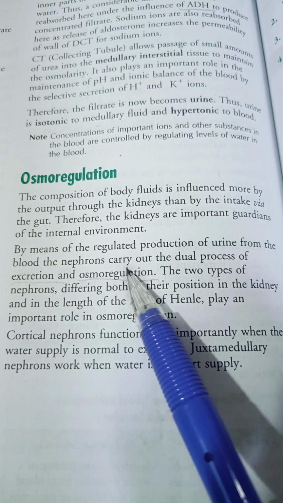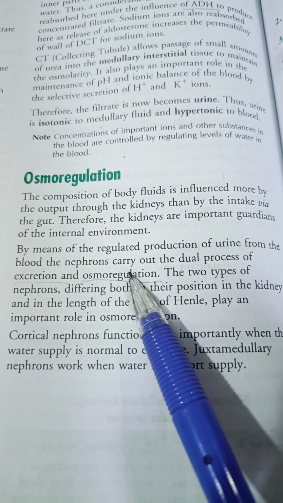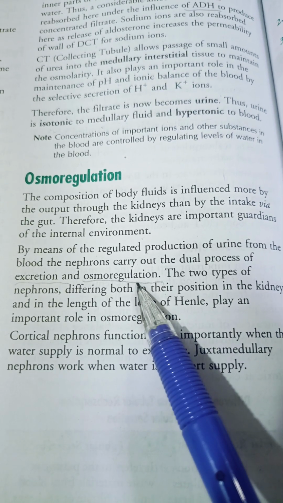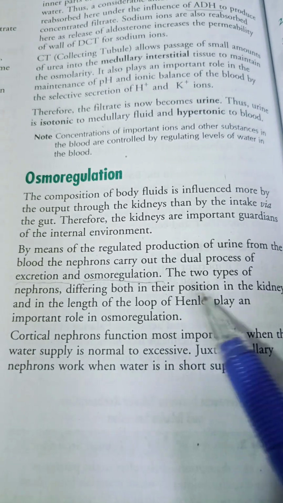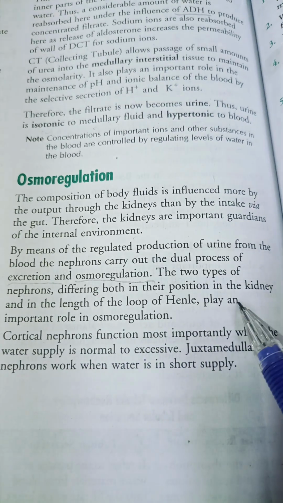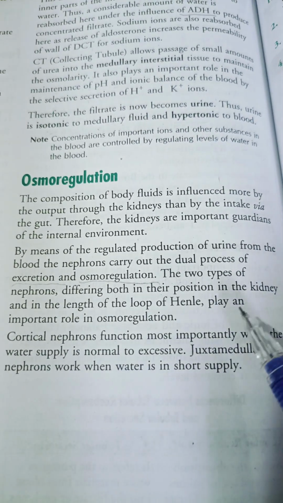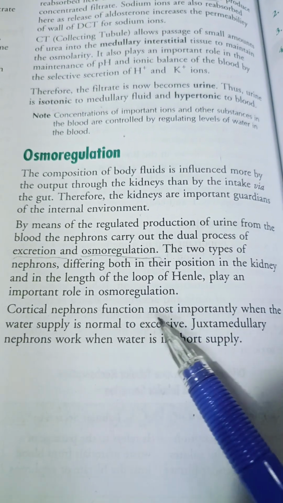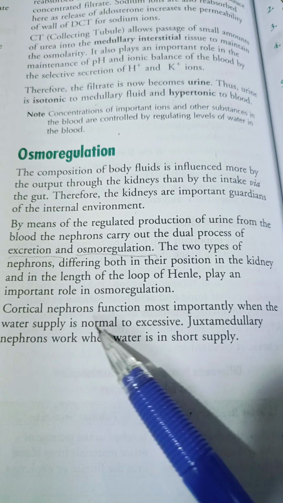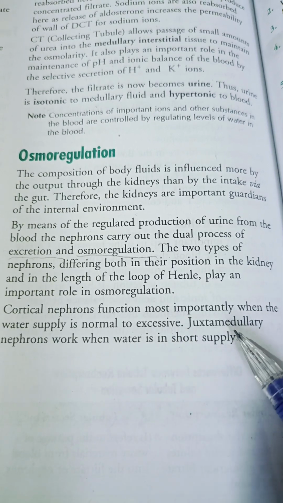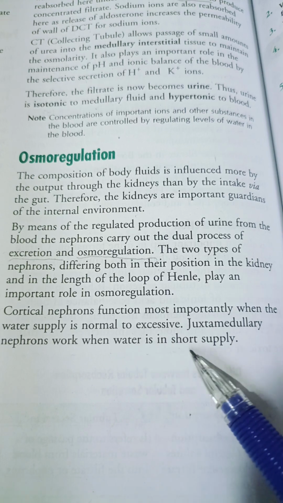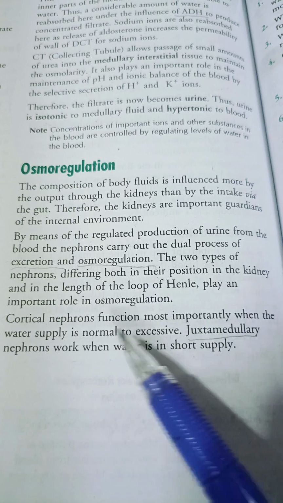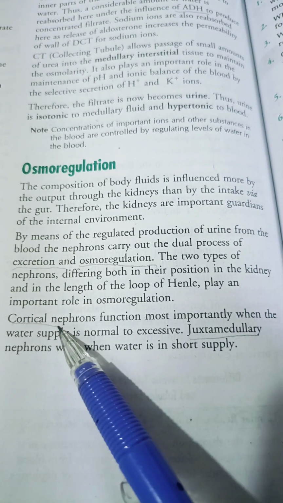If water is more in the body, they throw it out, and if water is less in the body, they reabsorb water molecules from urine. The two types of nephrons, differing both in their position in the kidney and in length of the loop of Henle, play an important role in osmoregulation. Cortical nephrons function most importantly when the water supply is normal to excessive, and juxtamedullary nephrons work when water is in short supply. Juxtamedullary when we drink very little water, and cortical nephrons when we drink lots of water.